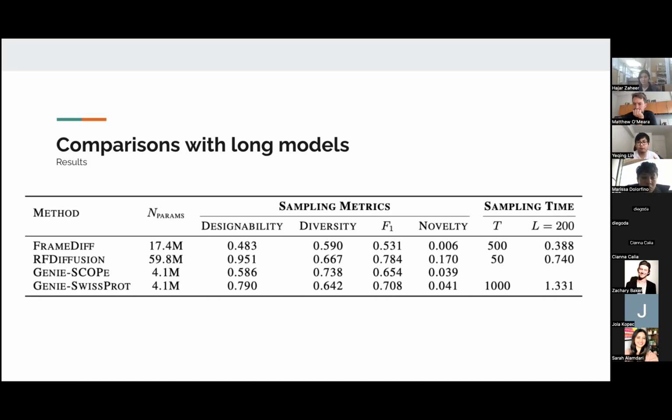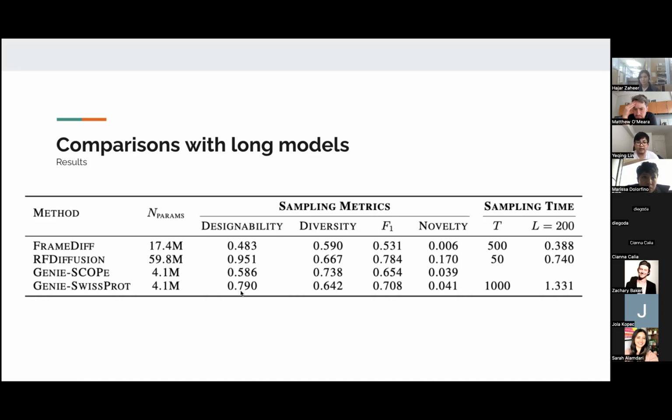And right now what we are doing, we are also scaling up Genie, to get some better assessments and better comparison between RF diffusion and Genie. And the last part is the sampling time, which I just report a number here, but I haven't optimized them yet.